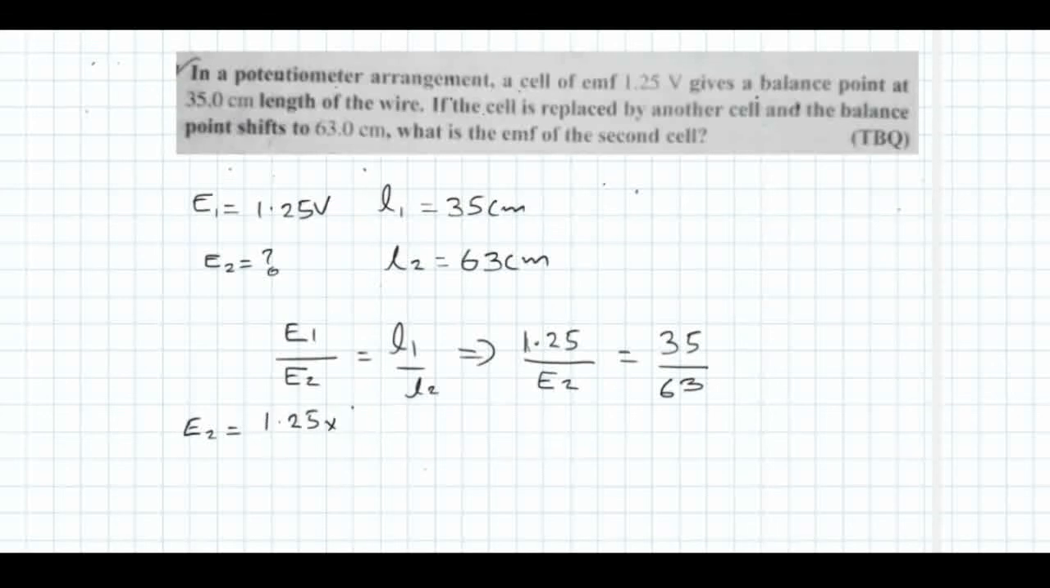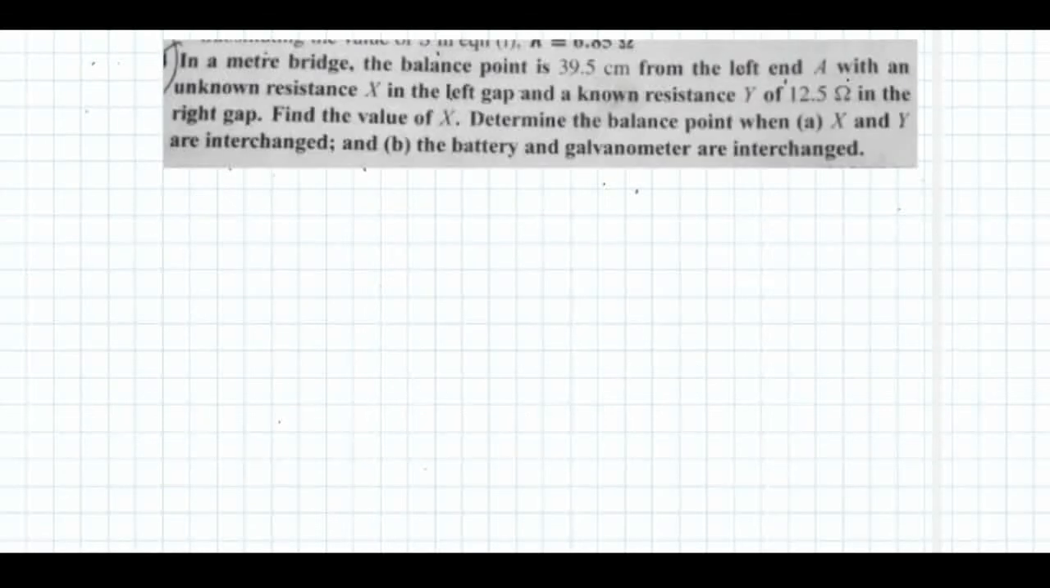E2 is equal to 1.25 into 63 divided by 35, and the answer is 2.25 volt. That is the voltage of the other cell.